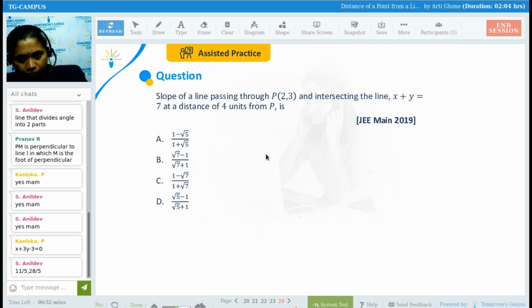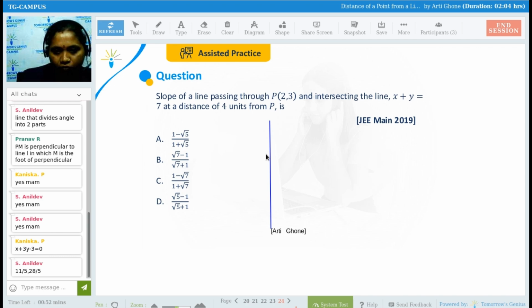Now, next one. The slope of the line passing through the point P(2, 3) and intersecting the line x plus y is equal to 7 at a distance of 4 units from P is. Okay, now here you need to draw the geometry properly. First, we have a point (2, 3). If I consider any random line, I'll take a random line which passes through the point (2, 3).